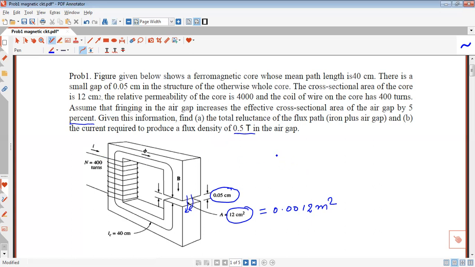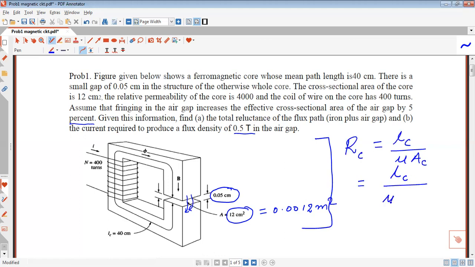and then we have to calculate the current value. Here we can see very easily the formula which we know from our study: the reluctance of the core is given by the length of the core divided by mu multiplied by the area of the core. So here the length of the core is Lc, and mu is written as mu r mu naught, and the area of cross section of the core. Now all the values are given, so the reluctance of the core we can find out.